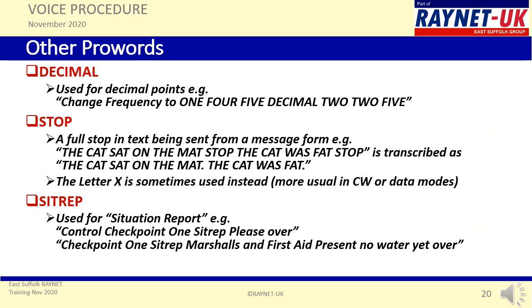There are a few other pro words encountered in common use. We say "decimal" where decimal points need to be transmitted, like "change frequency to 145 decimal 225". We use "stop" to represent full stops in formal messages, like "the cat sat on the mat, stop. The cat was fat. Stop." The letter X is sometimes used instead of the word stop in data modes or Morse code.